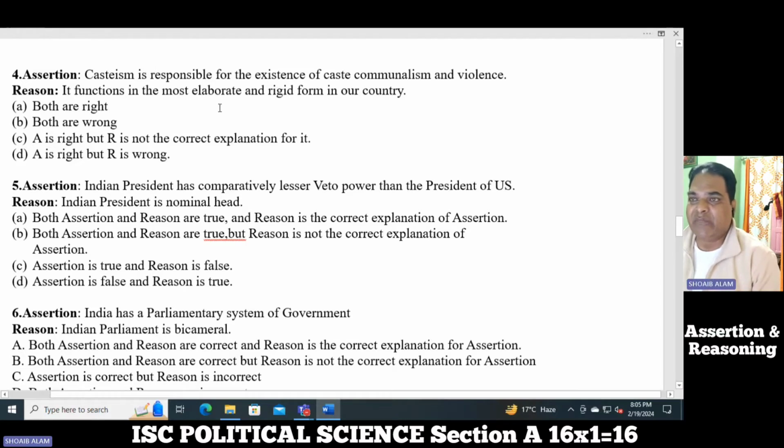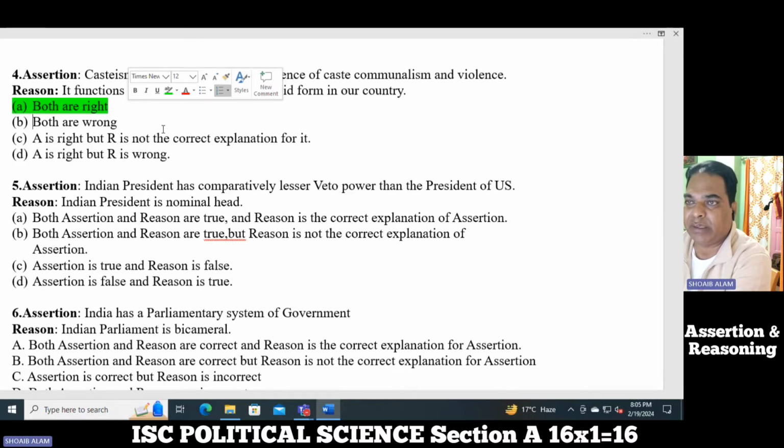A reason: it functions in the most elaborate and rigid form in our country. Okay. So number 4, what will be the correct one? Both. Casteism is responsible for the existence of caste communalism violence. Correct. It functions in the most elaborate rigid form in our country. Both are right.